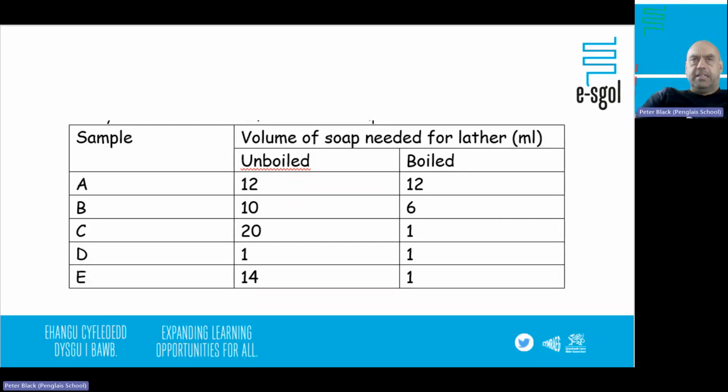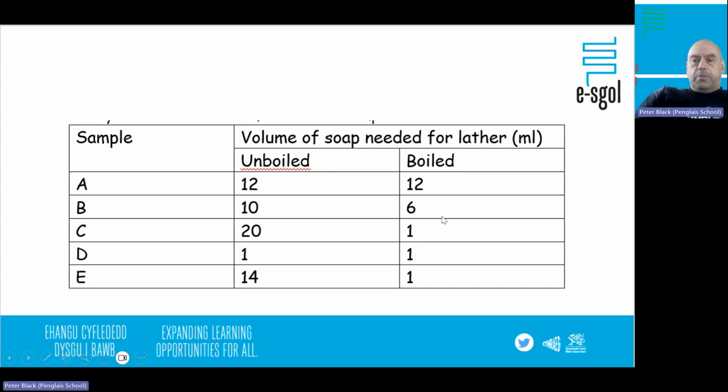And the more calcium and magnesium that's dissolved in the water, the more soap you're going to need. And we only look at the unboiled water because we're looking at how hard the water is. We don't care about the boiled value. We're only going to look at the unboiled value. So hopefully now, if you said A, you'll see that actually sample C is the hardest water because it takes the most soap to make it form the lather.